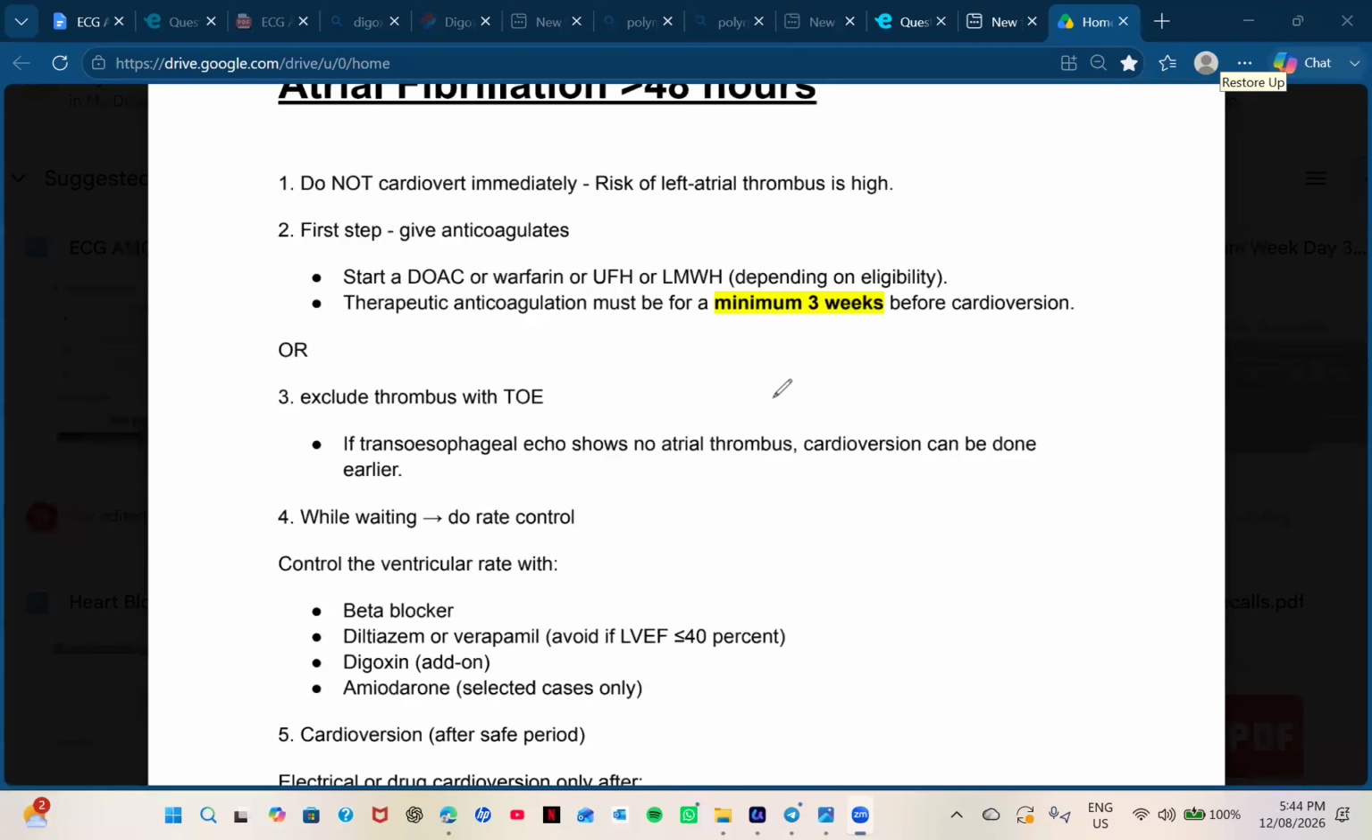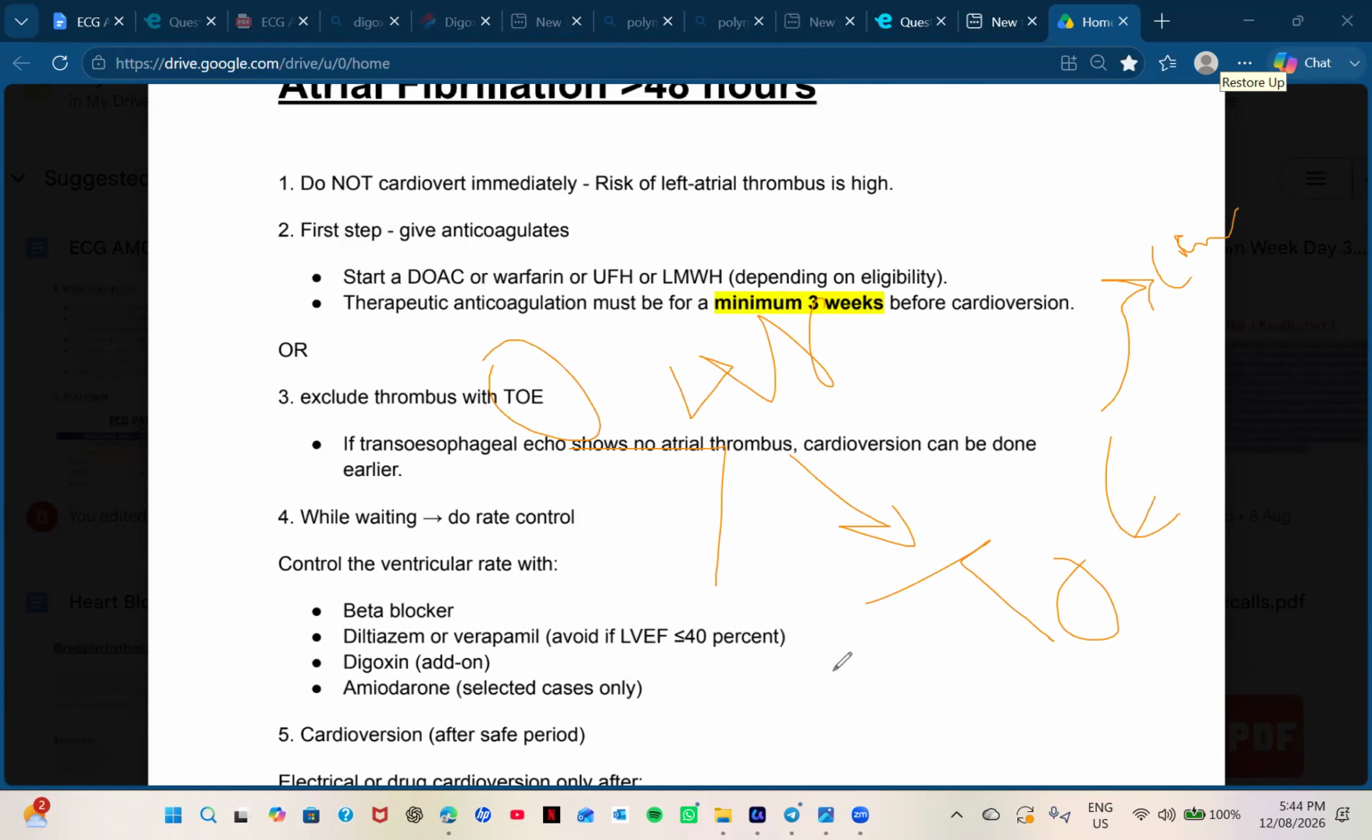Okay, more than 48 hours. If TOE is available, you can immediately do the TOE. If there is no left atrial thrombus, then you can go with cardioversion, right? If TOE is not available at the moment, in that case, you have to give 3 weeks of anticoagulation according to the patient's eligibility. Then later you can do the cardioversion, right? So we have two options if it is more than 48 hours.